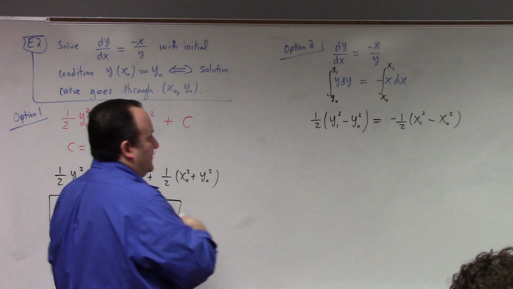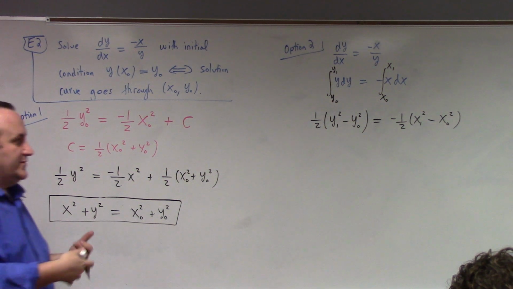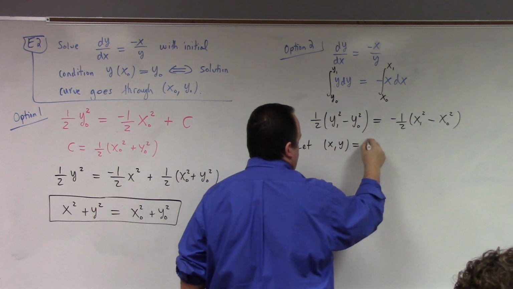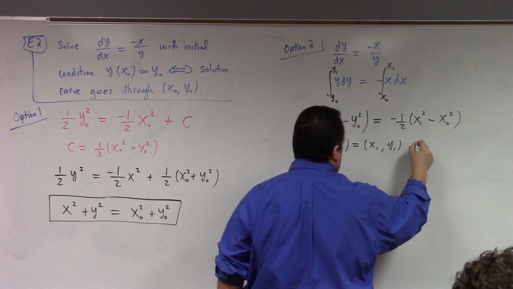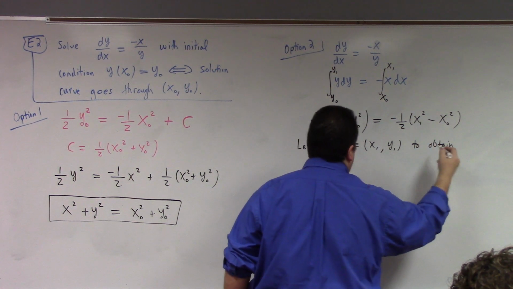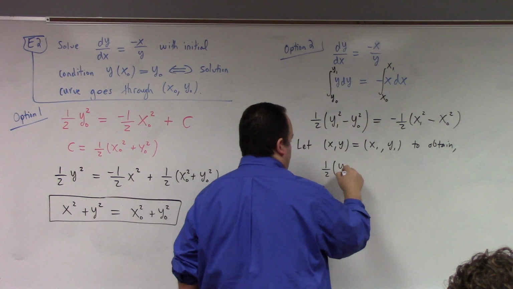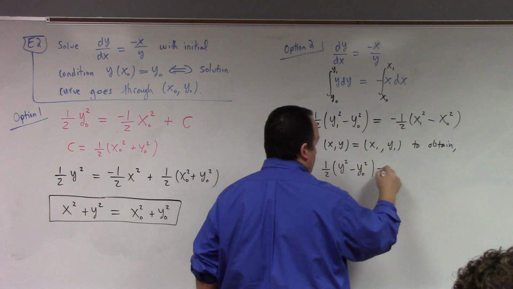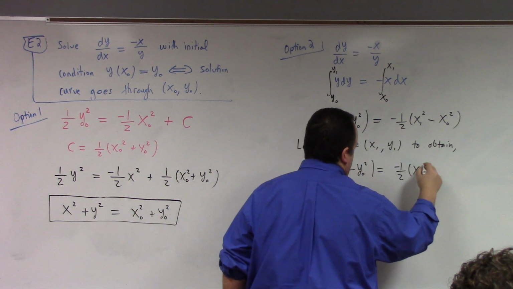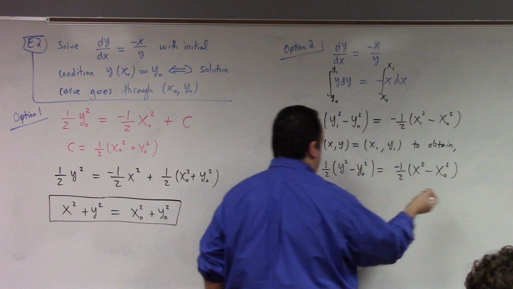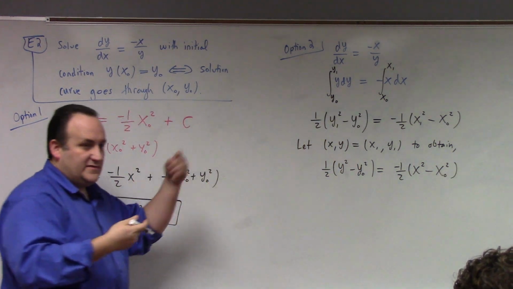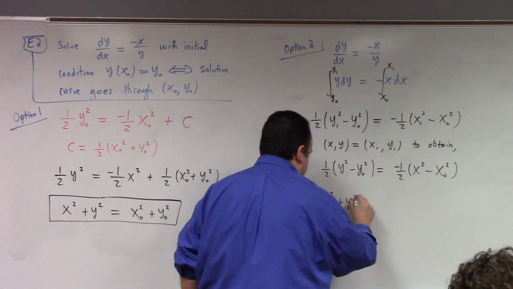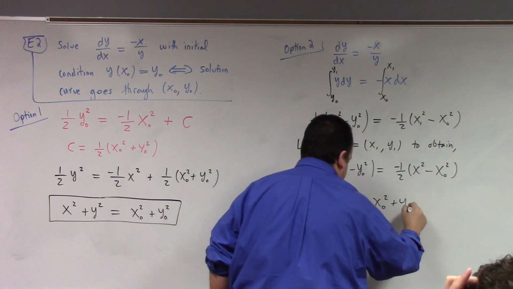And then, since I've done that for arbitrary y1 and x1, I might as well do what I usually do, which is, okay, we're going to let x, y equal x1, y1 to get 1/2 (y squared minus y naught squared) equals minus 1/2 (x squared minus x naught squared). So we've already built the initial condition in, you see. You can solve this equation and you'll get right back where we got to, namely x squared plus y squared equals x naught squared plus y naught squared.